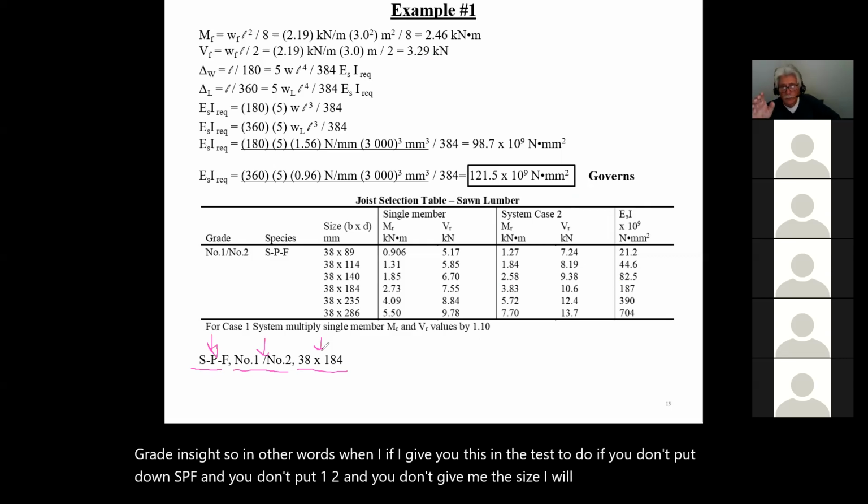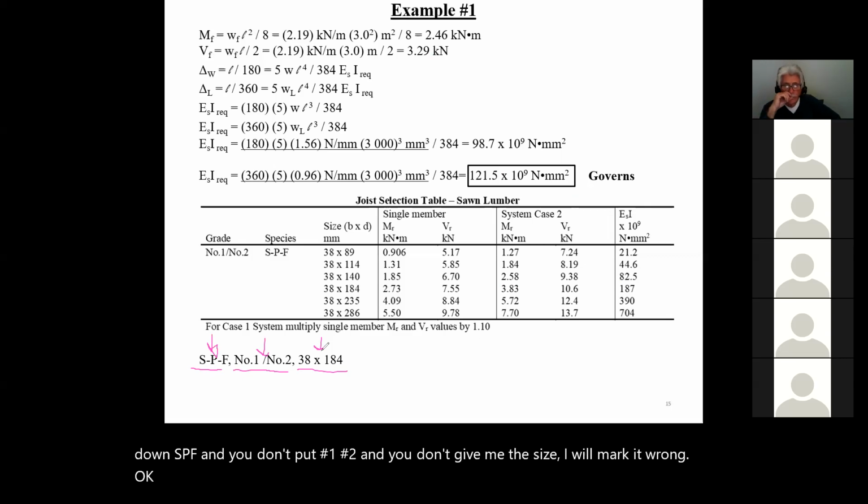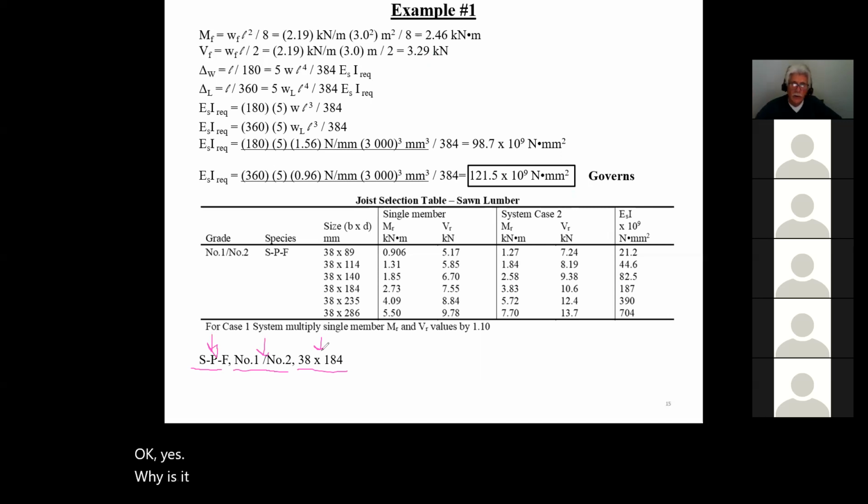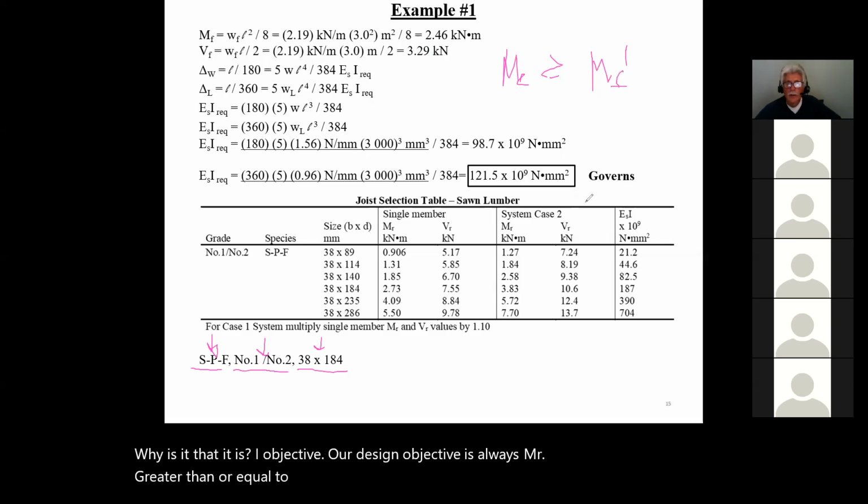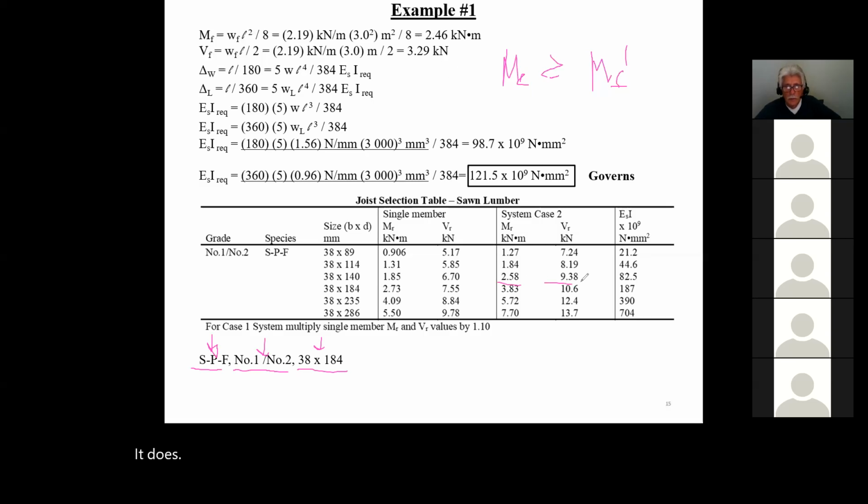Sir, okay? Yes. So you said just now that for system case number 2, MR and VR have to be greater than your MF and VF. Well, that's the design objective. Our design objective is always MR greater than or equal to MF. So my question is, how come we chose the 38 by 184 if the 38 by 140 would theoretically work? Because that's 2.58 for MR and 9.38 for VR.